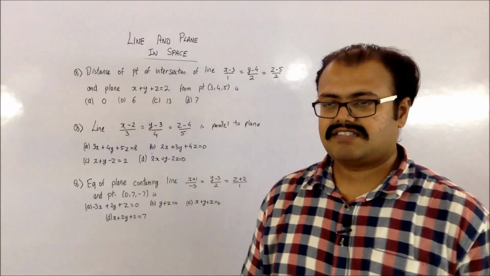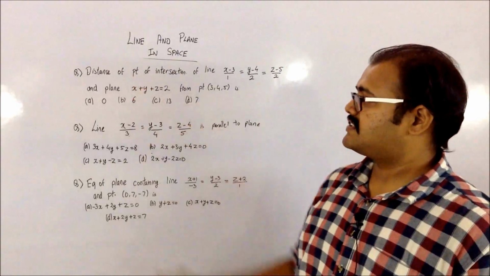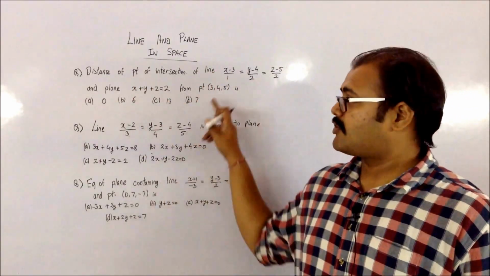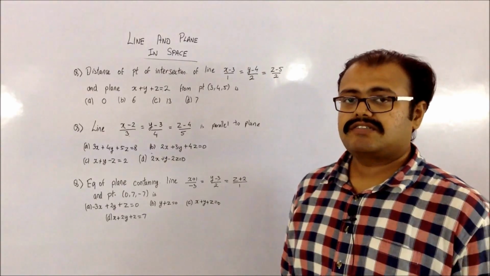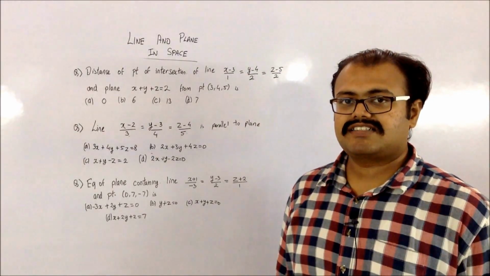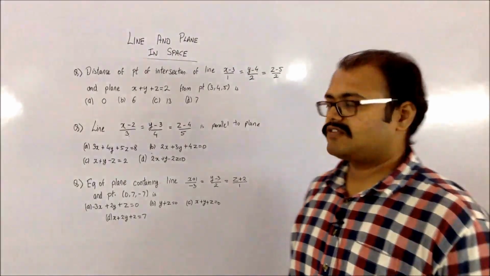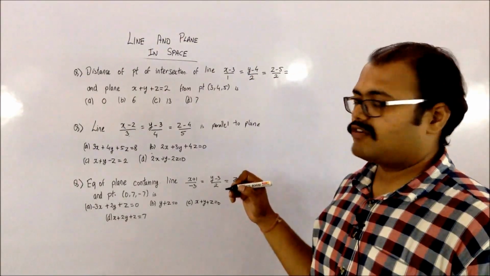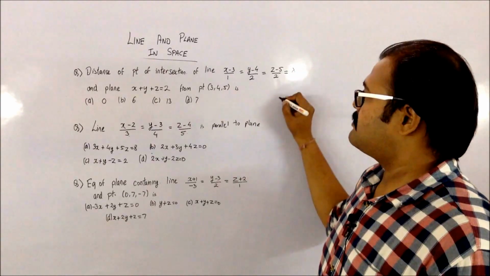Moving on to the next question. In this, we have to find the distance of the point of intersection of the line and the plane from this particular point. So whenever you have to find the intersection of a line and a plane, what you have to do is consider the line equation which is in the symmetrical form. Let it be equal to lambda.